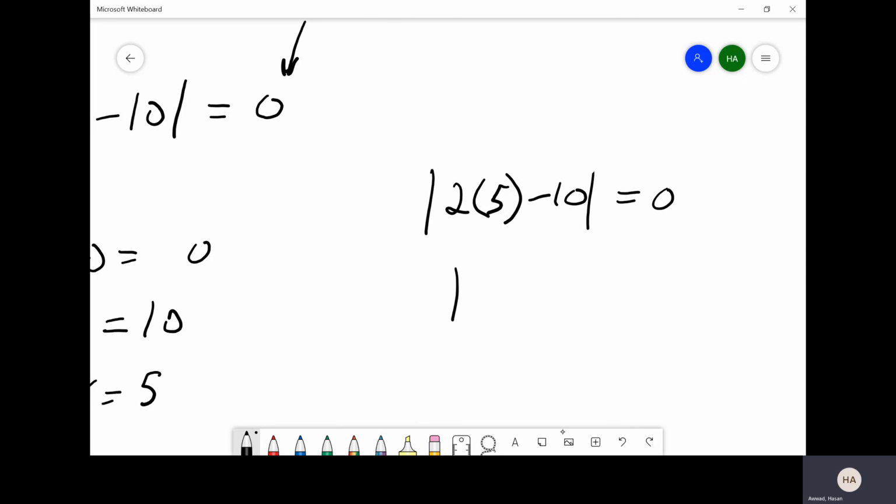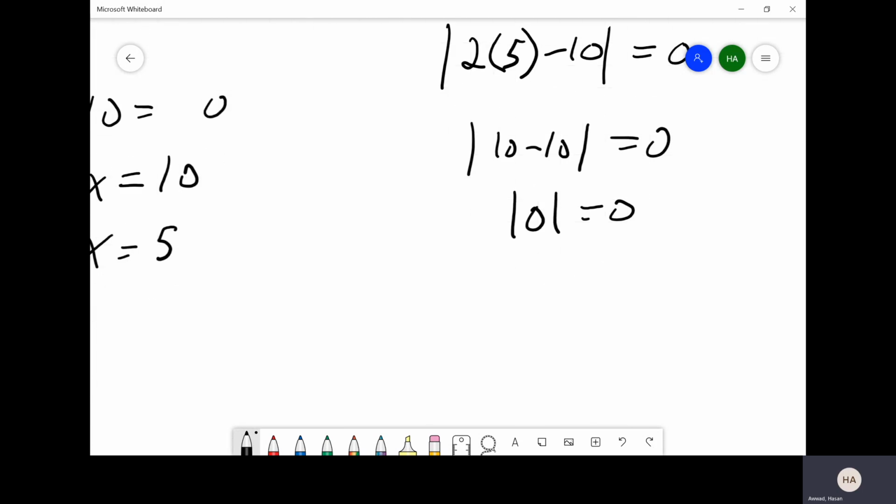And by inspection, you guys can see we get 10 minus 10 inside of the absolute value, absolute value of 0, and the absolute value of 0 is in fact just 0, right? Because absolute value is supposed to take whatever number you have inside of it and make it positive. Well, positive 0 is just 0, right? 0 doesn't have a sign. So we get 0 is equal to 0, and that is in fact correct.